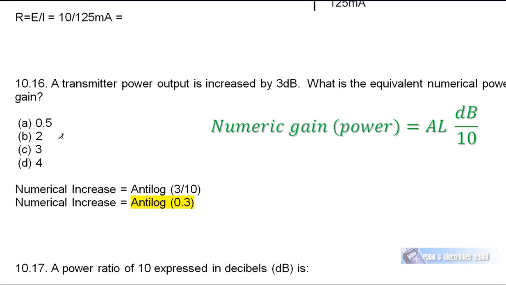Three dB is equal to a doubling of power. Minus 3 dB is equal to a halving of power. Decibels measure the ratio of two power levels.